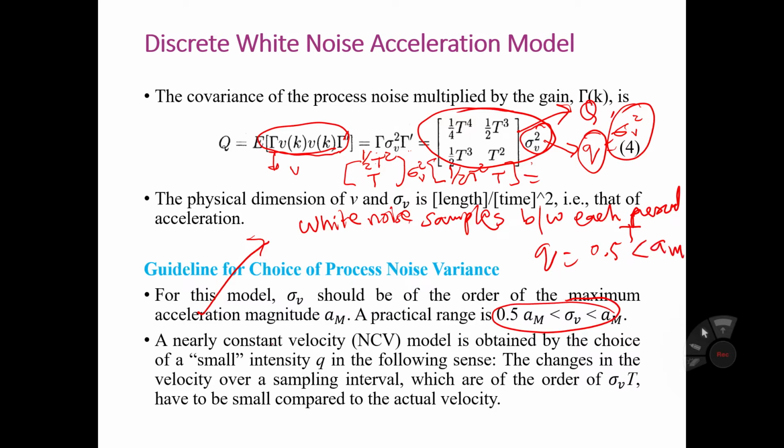A nearly constant velocity model is obtained by choosing a small intensity of q, such that the changes in the velocity over the sampling interval, which are of the order of sigma into t, have to be small compared to the actual velocity. So the white noise acceleration has to be small compared to the actual velocity of the object state.